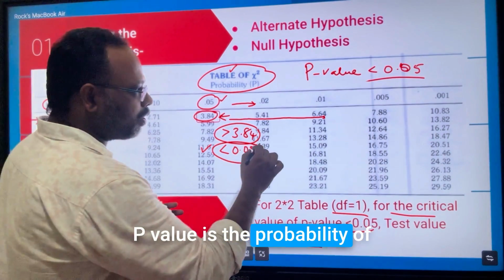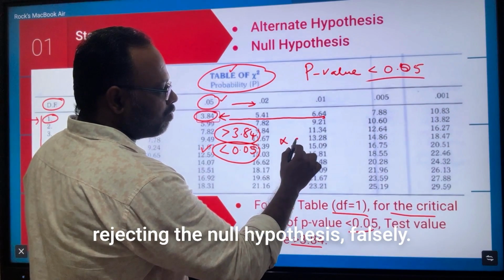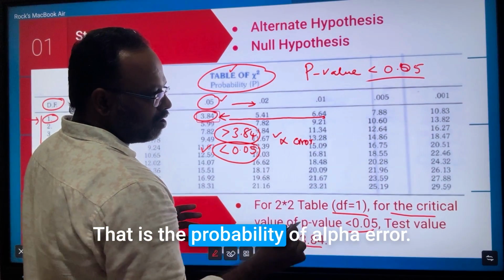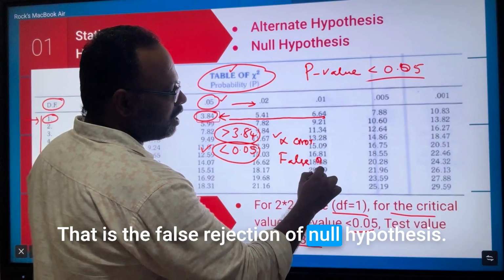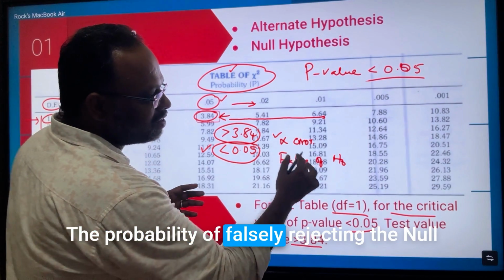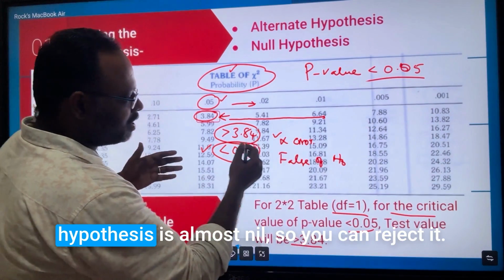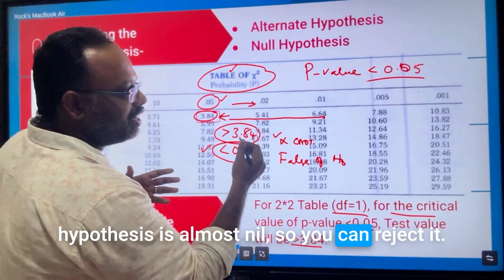P value is the probability of rejecting the null hypothesis falsely. That is the probability of alpha error. That is the false rejection of null hypothesis. The probability of falsely rejecting the null hypothesis is almost nil. So you can reject it.